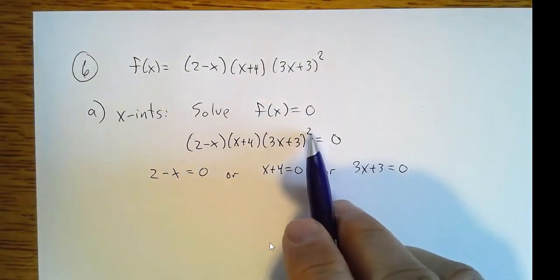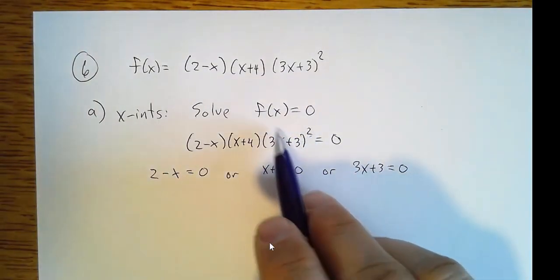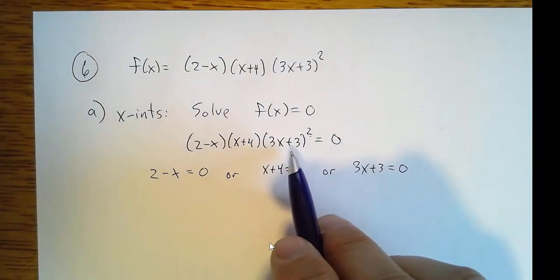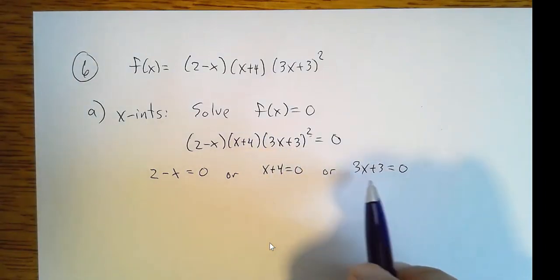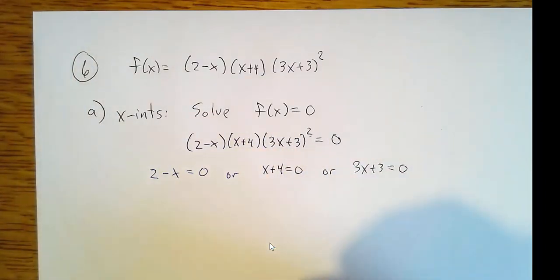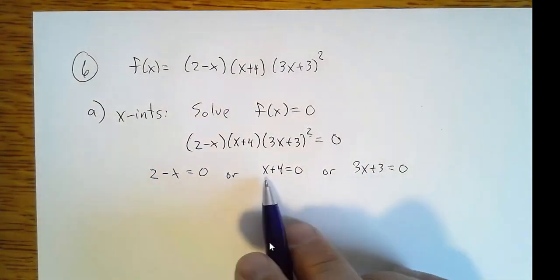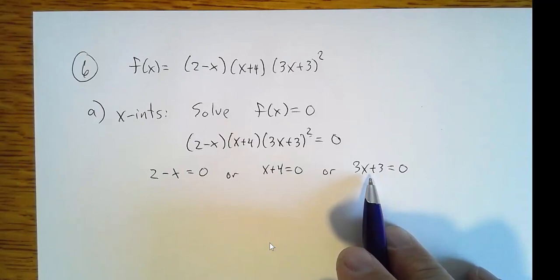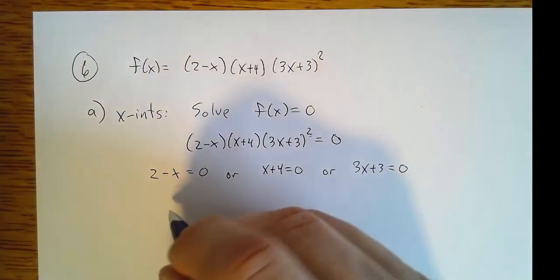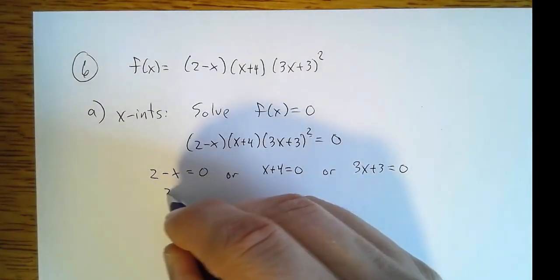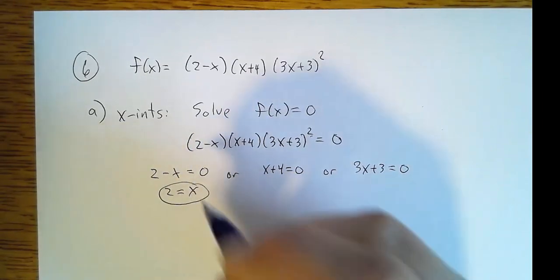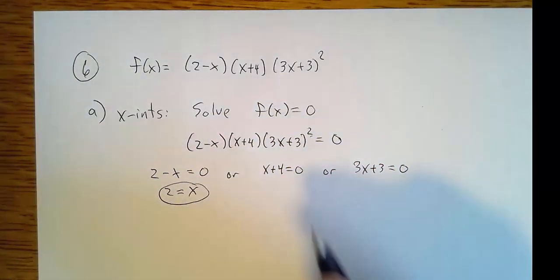Now notice that there's an exponent of 2 here, so we actually have two factors of 3x plus 3, but I'm not going to set each one equal to 0 and solve. That would just be redundant. So we just need to set 1 equal to 0. Now solving each one of these three linear equations gives us an x-intercept. So if I add x to both sides, I get 2 equals x, so x equals 2 is 1 x-intercept.